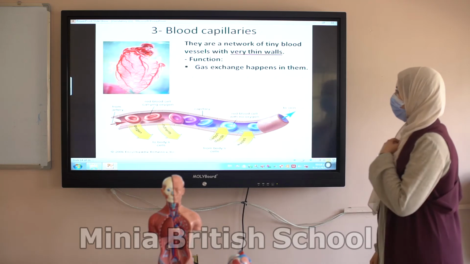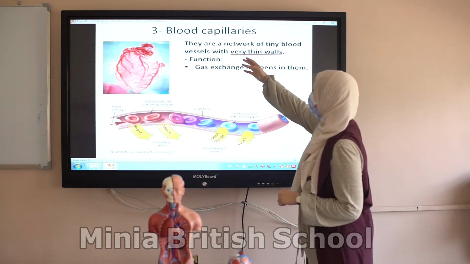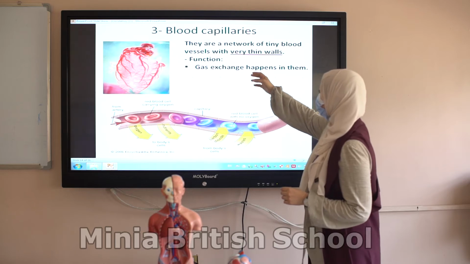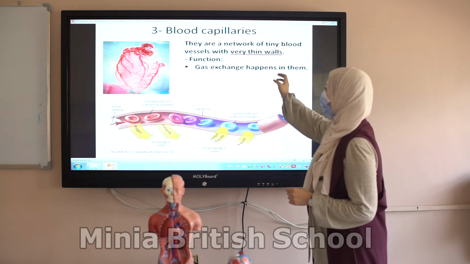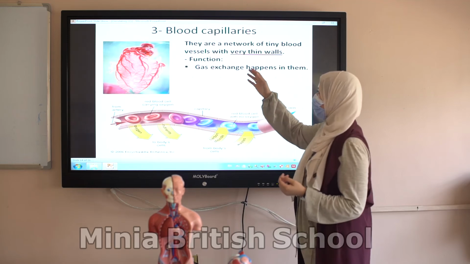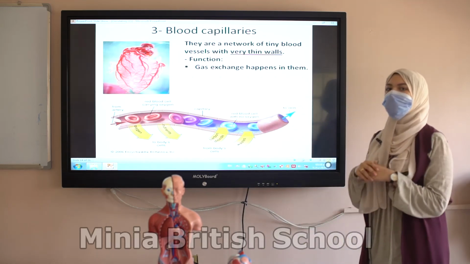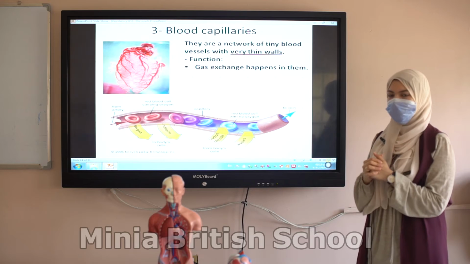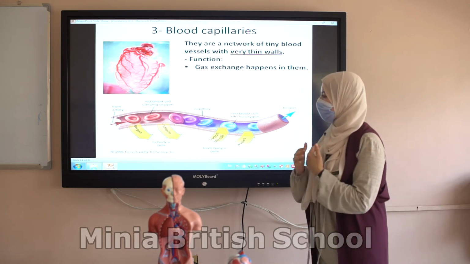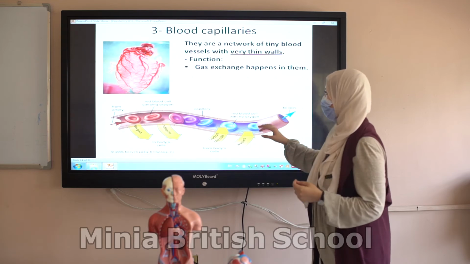Third, blood capillaries. They are a network of tiny blood vessels, the smallest blood vessels with a very thin wall. Why? Because the gases are exchanged through them. So through the blood capillaries the gases exchange, and we know the gases exchange in the lungs, especially in the alveoli.